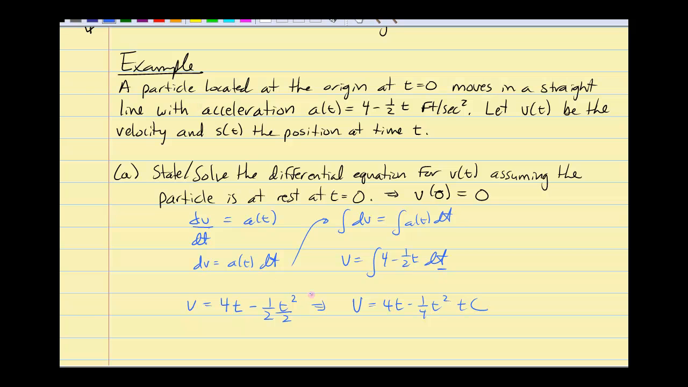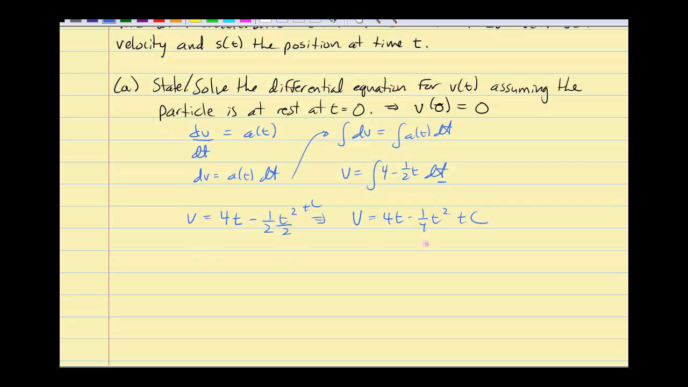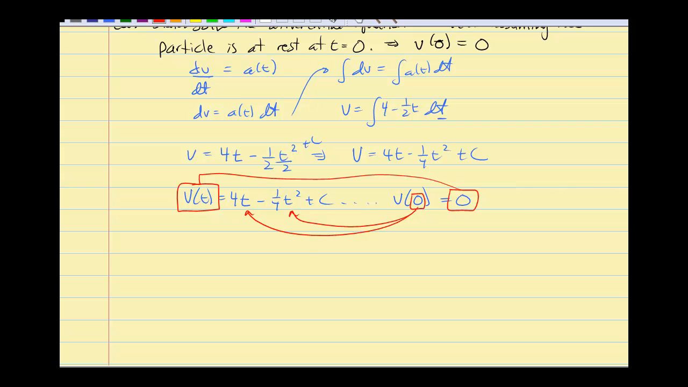And I could include that plus c over here as well. So there's my velocity. I'm going to rewrite this as v of t, because that's my velocity function, equal to 4t minus 1/4 t squared plus c. Now, the initial condition that I need to apply here is v of 0, the initial velocity, is equal to 0. So with this notation, I plug in 0 for v of t, and everywhere I see a t, I'll plug in this value of 0. And then we can solve from there.